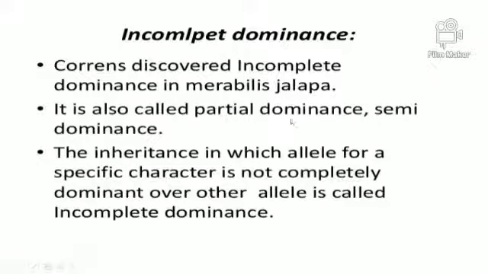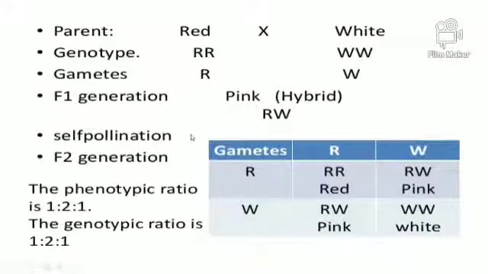It is also called partial dominance or semi-dominance. Partial dominance means one character is partially dominant and the other is partially recessive. It is the inheritance in which the allele for a specific character is not completely dominant over the other. So it is incomplete dominance. One character is not completely dominant over the other one, it is partially dominant. So these are not completely dominant.